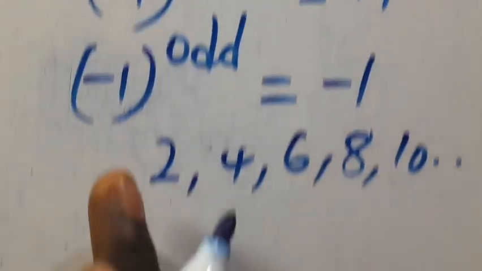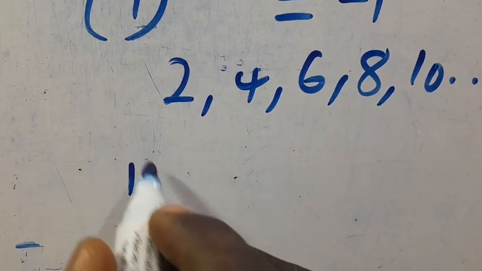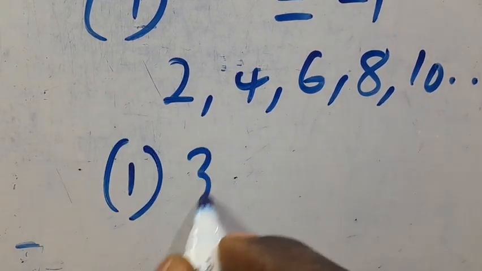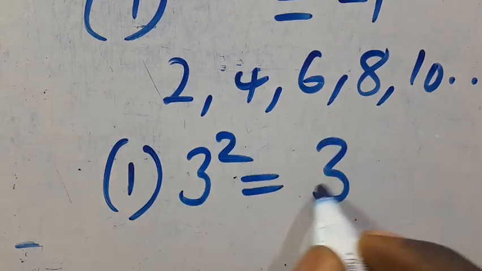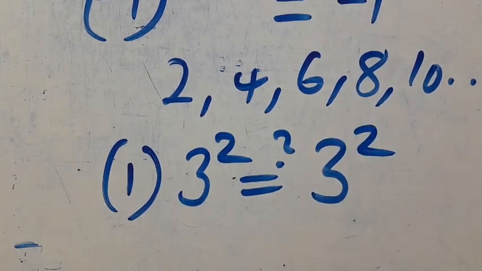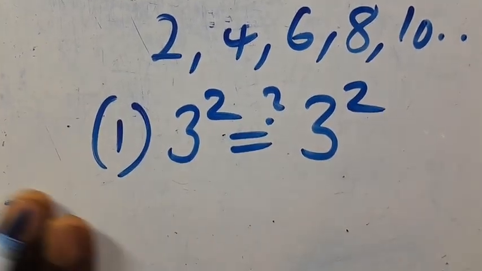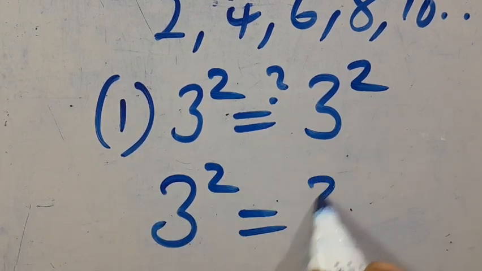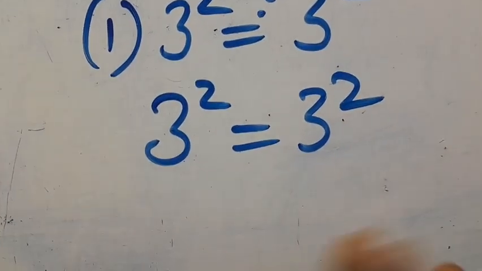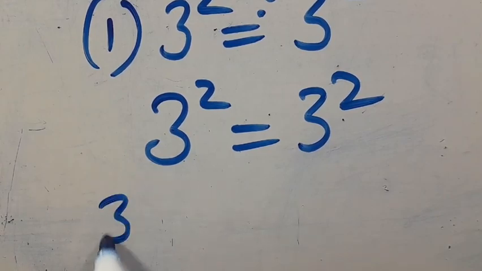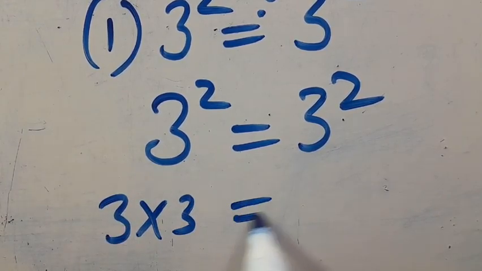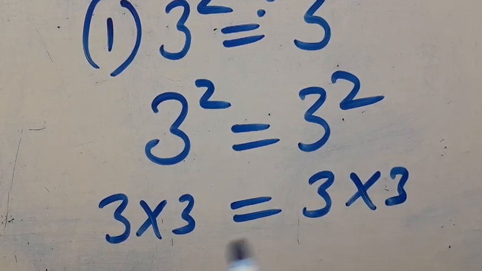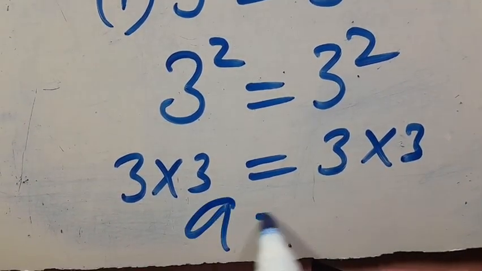So here will be 1 times 3 to the power of 2, which equals 3 to the power of 2. So from here, this will be 3 to the power of 2 equals 3 to the power of 2. Or you say 3 to the power of 2 is 3 times 3 equals 3 times 3. 3 times 3 is 9 equals 9.